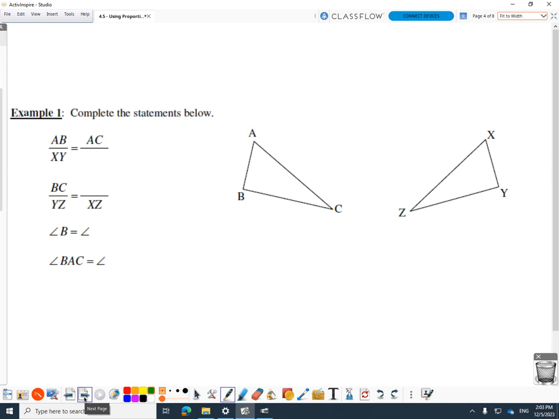Complete the statements below. AB over XY equals AC over what? Do my thing, all right? Don't even try and answer this. AB, what side does it correspond with? It's like the height, so which one is it? XY.